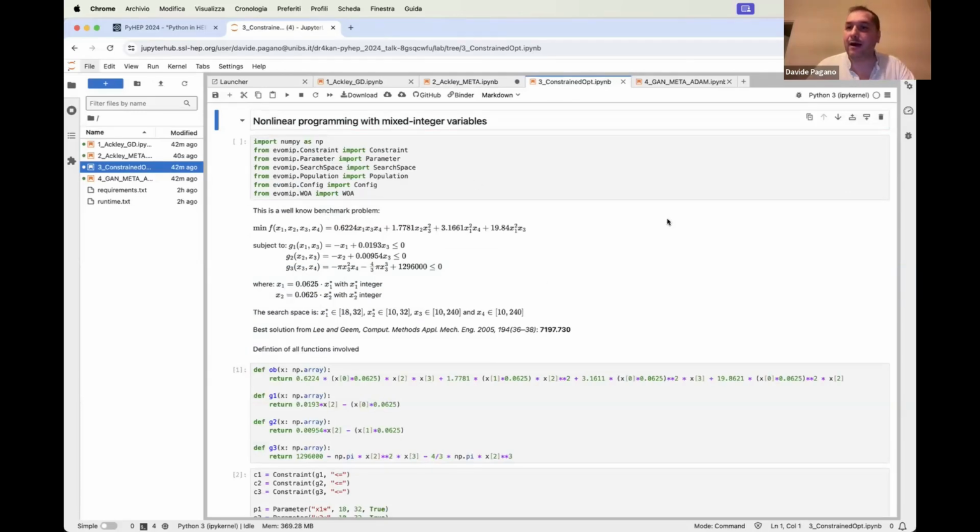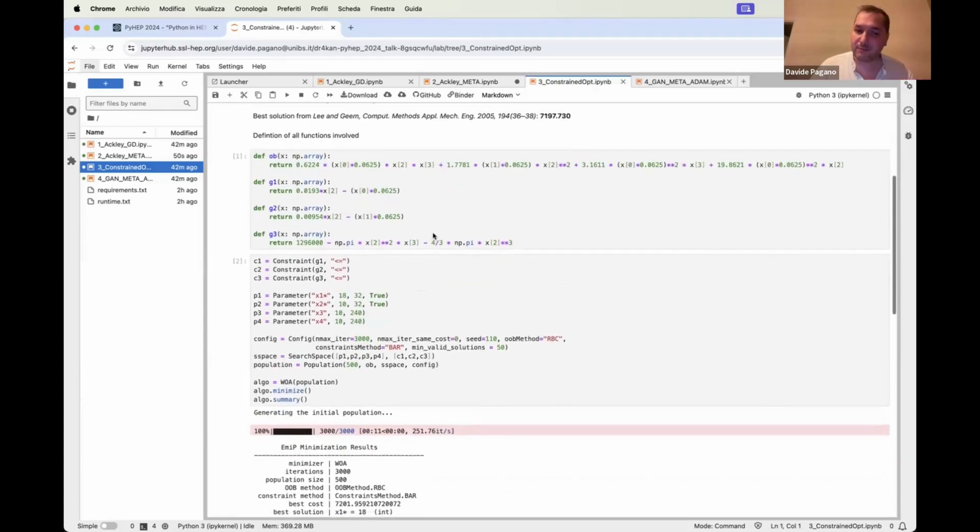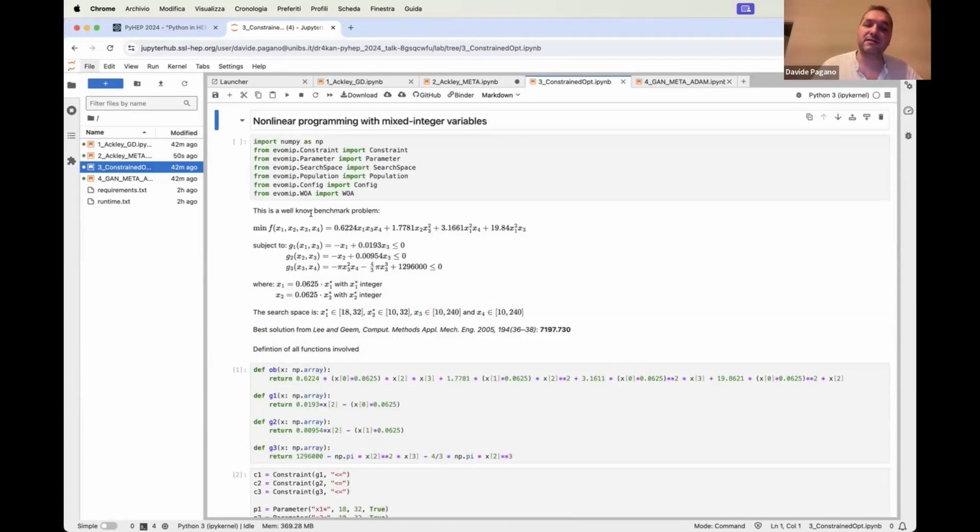I'm seeing that I'm already a little bit late. So here I won't execute this code because it takes more time, because this is a very hard problem. This is well known from literature. So this is a constrained optimization problem. So we want to minimize this function here, which is a function in 4 dimensions, subject to this constraint.